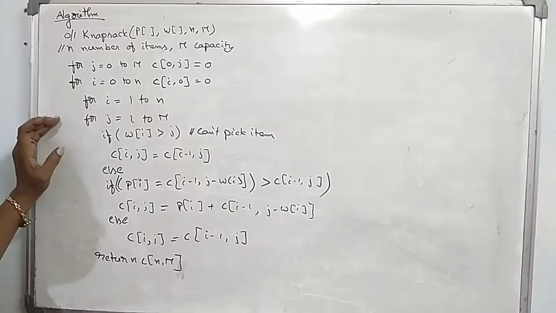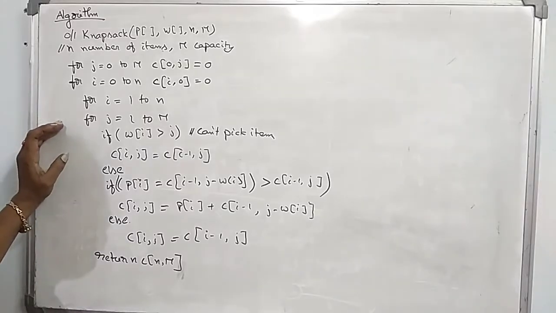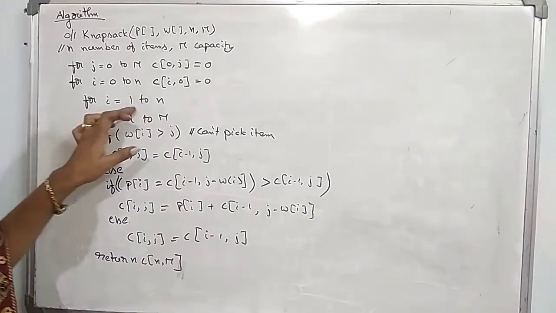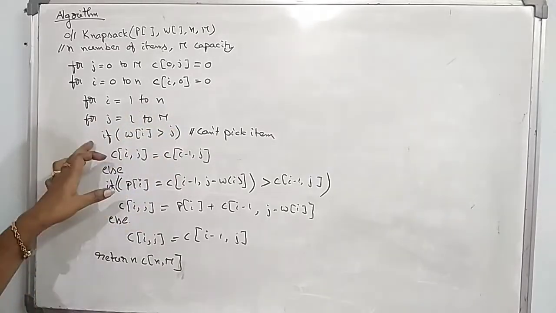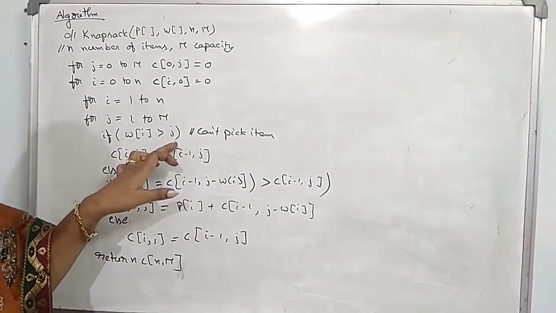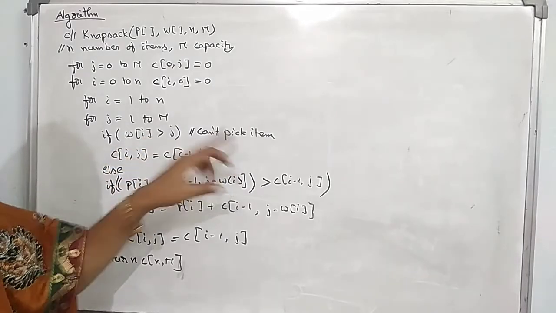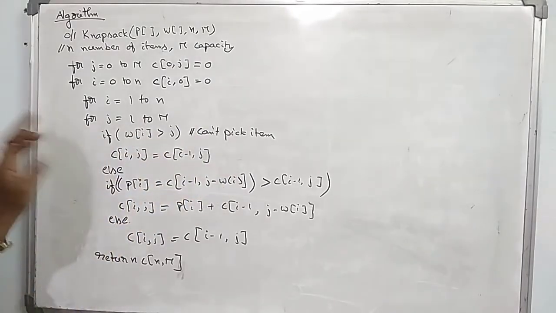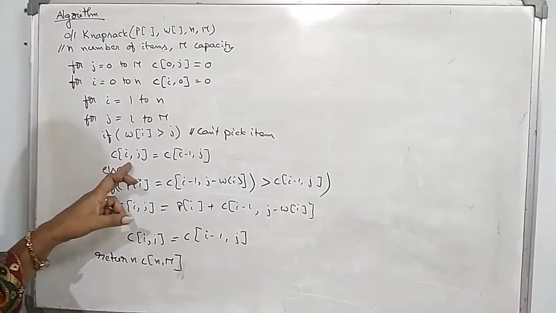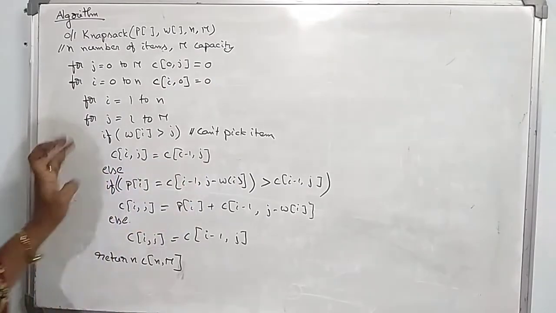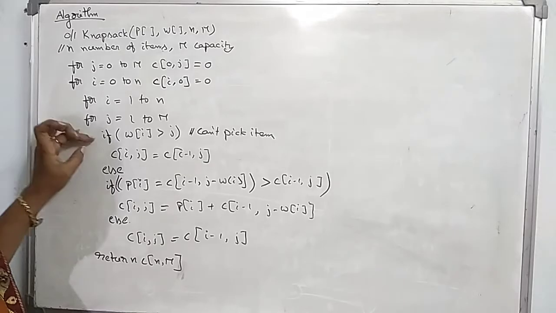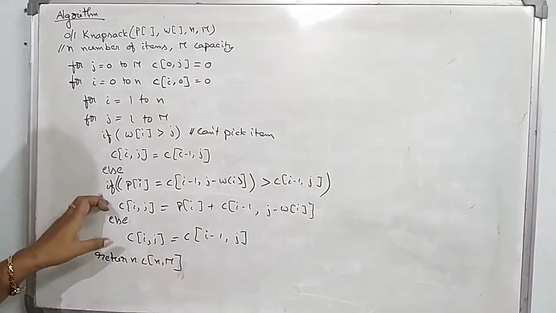After that you can fill the remaining values. When filling the remaining values, you can take for i equal 1 to n and j equal 1 to m. If w of i is greater than j, if the weight of i is greater than j, then you cannot pick the item. So then you can set c of i j equal to c of i minus 1 comma j.